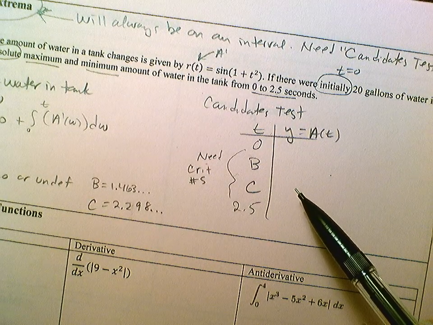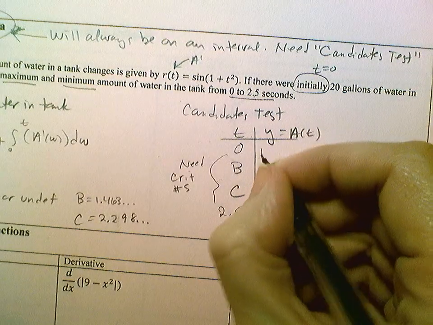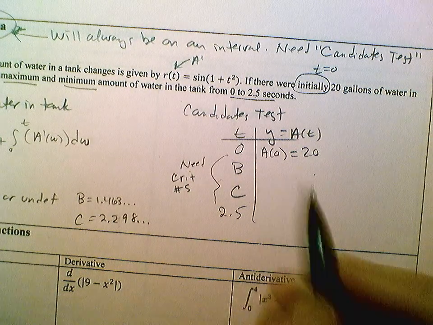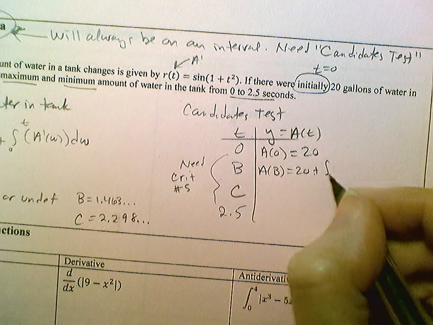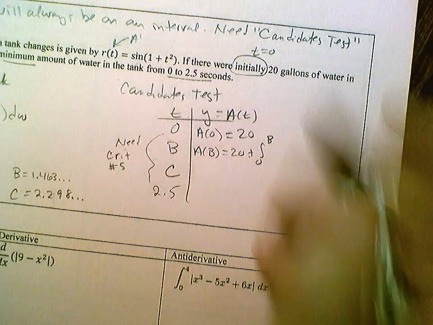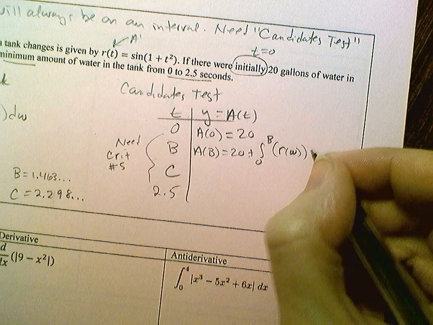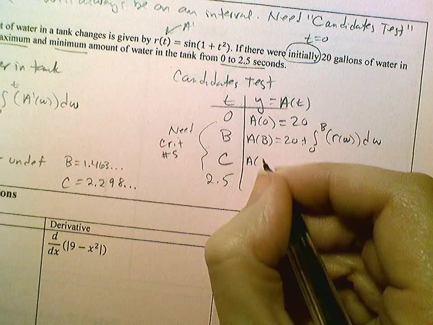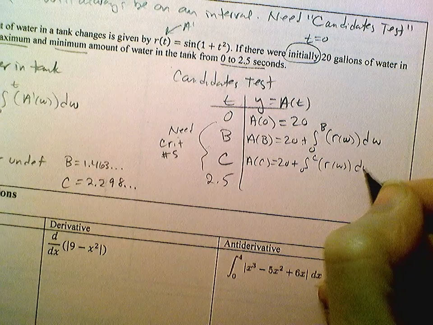The smallest output will be the absolute minimum. The biggest output will be the absolute maximum. All right, so I've got A of 0 equals, actually guys, they already told us A of 0 was 20, so that's easy. Now this one is going to be A of B equals 20 plus the integral from 0 to B. I'm just using my antiderivative over here. And then inside, I'm putting A prime, which is really R, so I'll say R of W, dW. You could leave it A prime. So I'll have A of C equals 20 plus the integral from 0 to C, R of W dW.